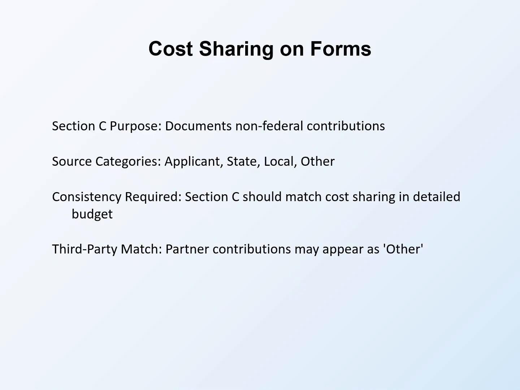Third-party match from partners may appear as other in Section C. Contributions from community partners, private donors, or collaborating organizations that are not government entities go in this column. Your justification should explain the sources behind this category.